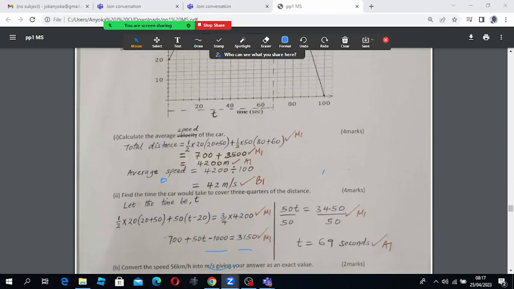Next, find the time the car would take to cover 3/4 of the distance. So let's find 3/4 of the distance. It will be 3/4 times 4200. That is 3/4 of the distance, and it is 3150.